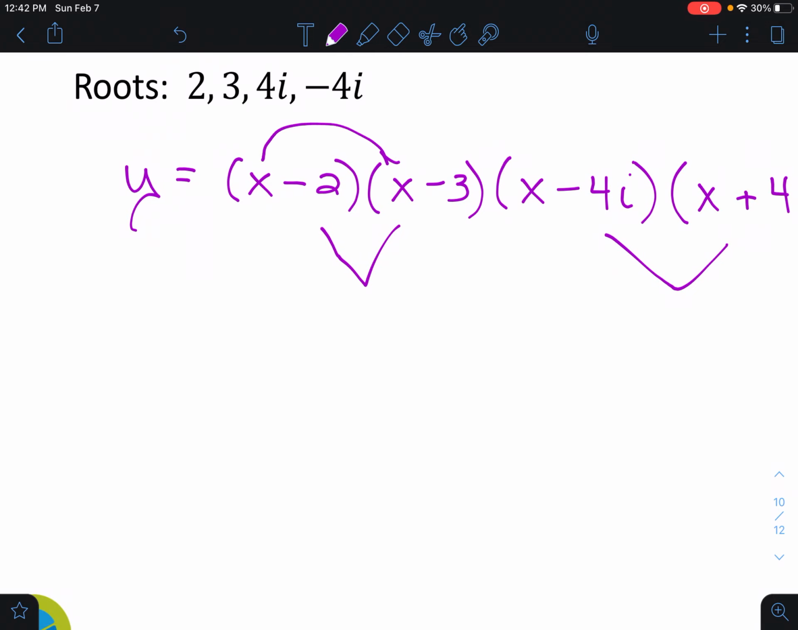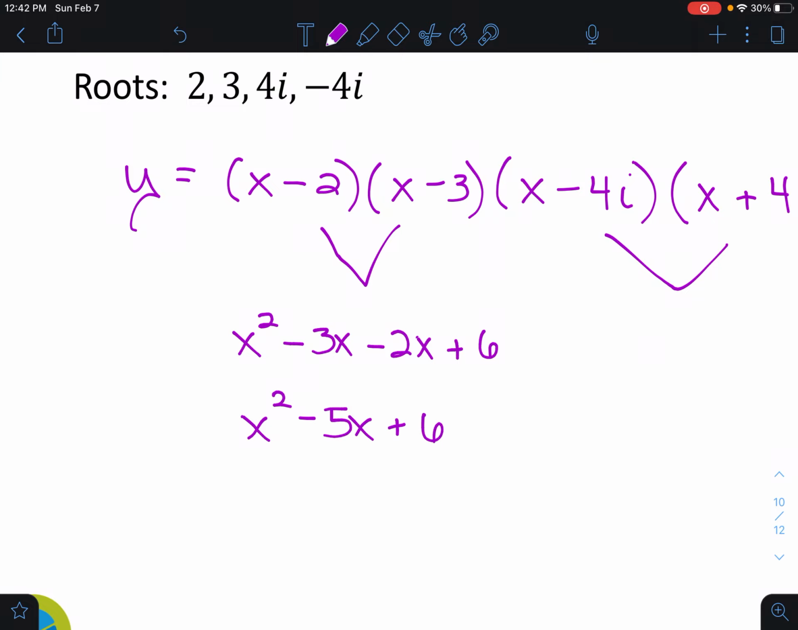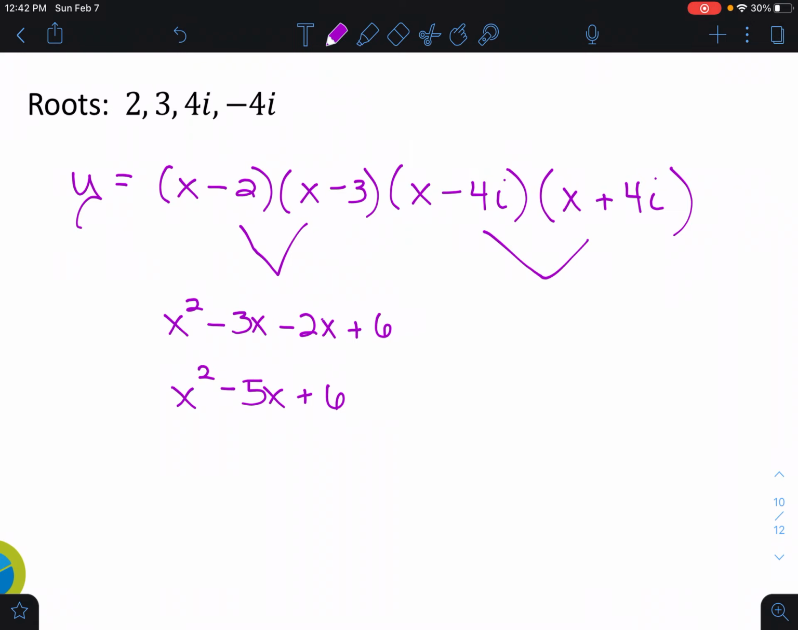Again, I'm going to distribute like this. So that's what I'm going to do now. So I would get x squared, minus 3x, minus 2x, plus 6. So this would give me x squared minus 5x plus 6. So that'll be the first. Now, again, you always want to do this in pairs. Now, if I only had one more, I'd just take this times the next thing. But I've got i's. I want to do these together.